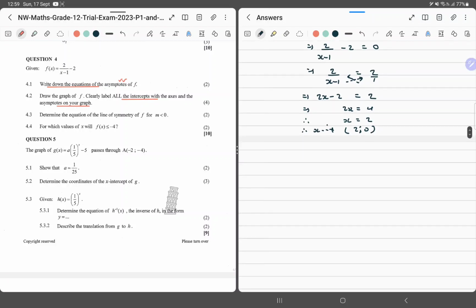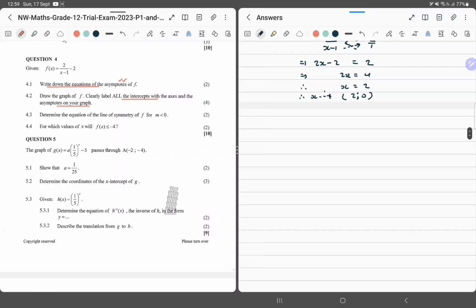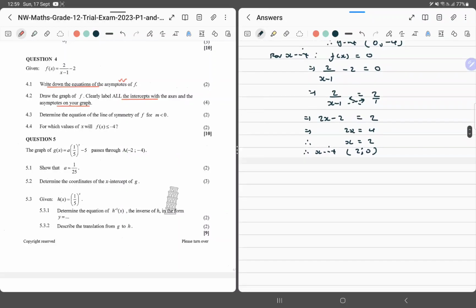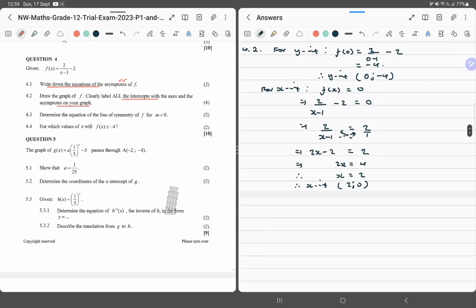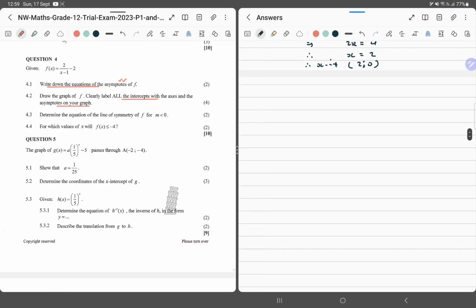Okay, good. Now, what is the next step? The next step is to do this one now. We know that we've got our x-intercepts, we've got our asymptotes, our things are finished. So now let's draw the graph.